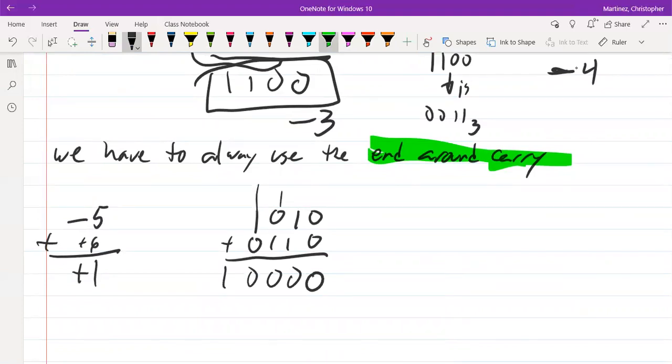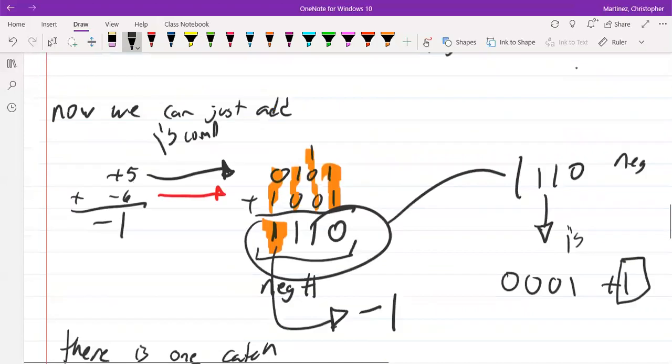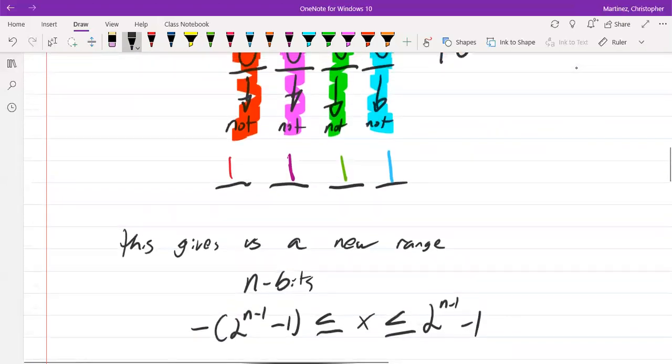Here we can really see that the bottom 4 bits are 0. That's not our answer. I want to take this 1 and add it in. So I'm going to do that. I get 1, 0, 0, 0. Well, guess what? That ends up being a positive 1. So we can see that just by taking that carry and adding it in, we're always going to get our result.